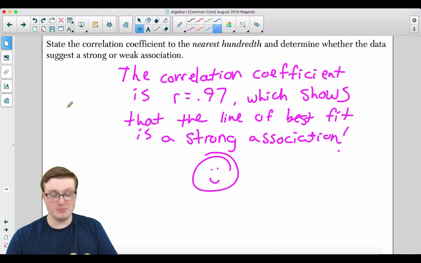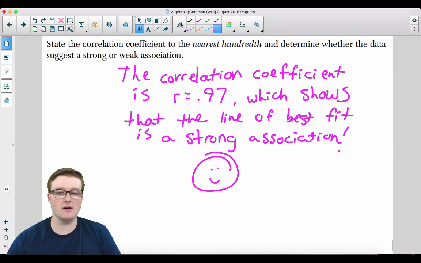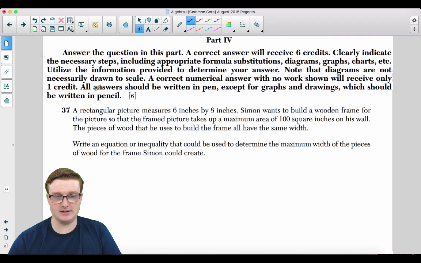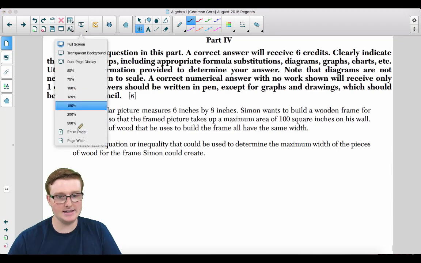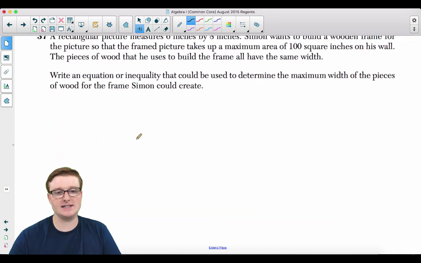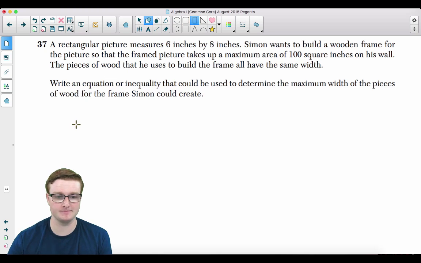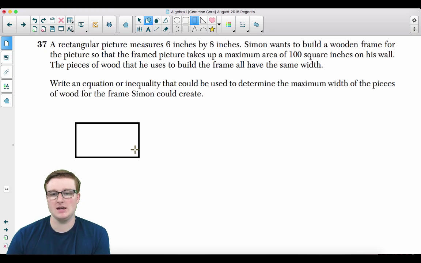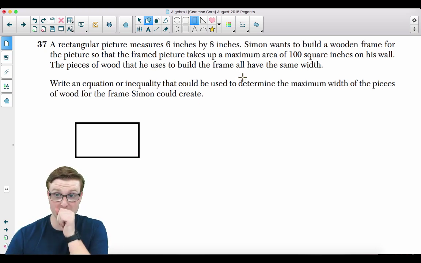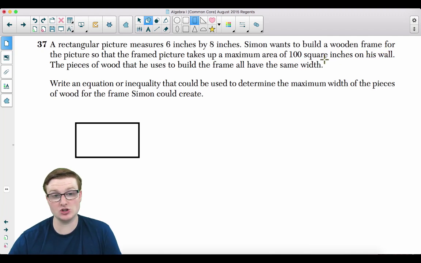All right. Part 4 is a little difficult, but we are, of course, going to get through it. All right. 37. Here we go. It says that a rectangular picture measures 6 inches by 8 inches. Stop right there. Draw yourself a picture frame just to have an idea of what's going on. It looks like that. And it is 6 inches by 8 inches. It doesn't have to be drawn to scale. But Simon then wants to build a wooden frame for the picture so that the framed picture takes up a maximum of 100 square inches on his wall.